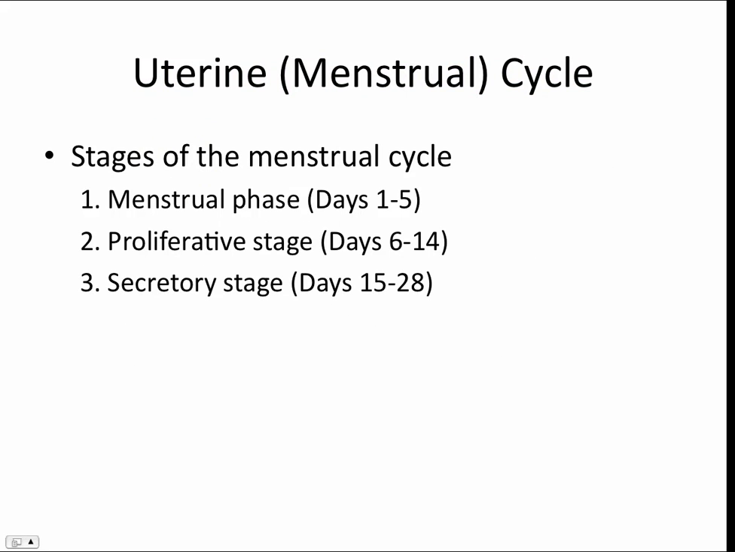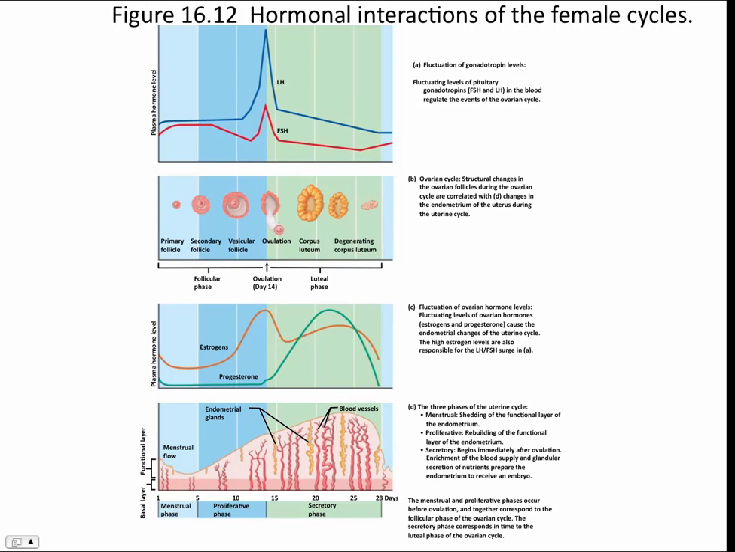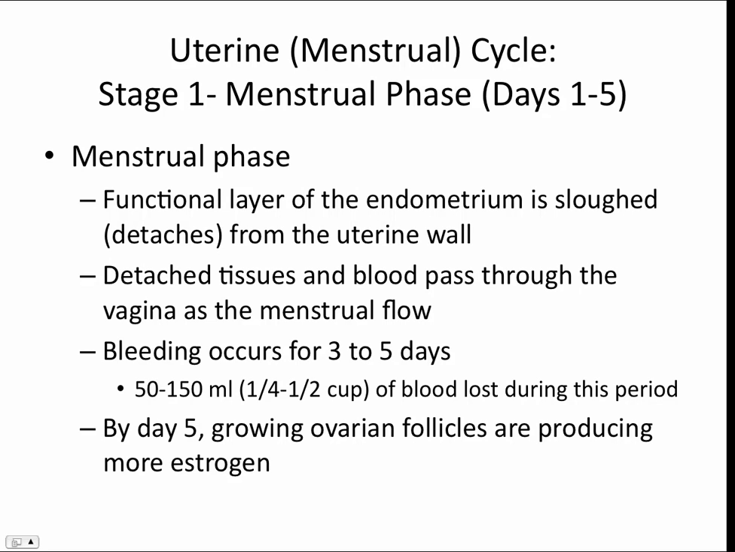Okay, so let's go over this. It occurs under 3 different phases. We have the menstrual phase, proliferative phase, and then we have the secretory phase. So here is an overview of the different stages. And we can notice that this maturation of this endometrium is always going to correspond to hormonal levels for estrogen and progesterone. We're going to start off with the first phase of the menstrual cycle, the menstrual phase.